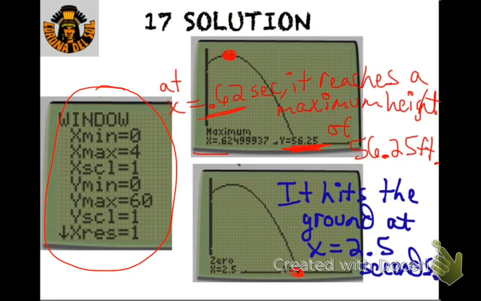and then it hits the ground right here, and that's calculating the 0. So second calculate, you have a blinking dot, you move the blinking dot so that it's to the left of the 0. And then you move it so that it's to the right of the 0, and you press enter to make it guess, and it guesses, bam, right there. That's 2.5 seconds.